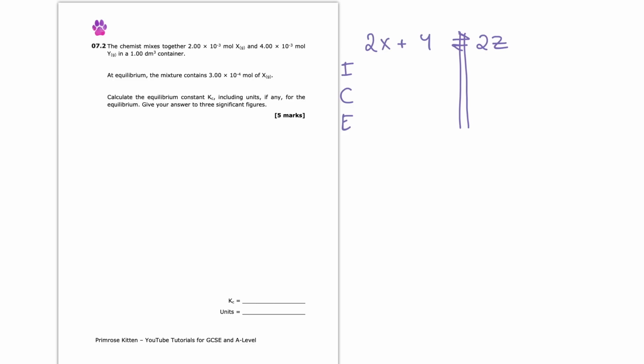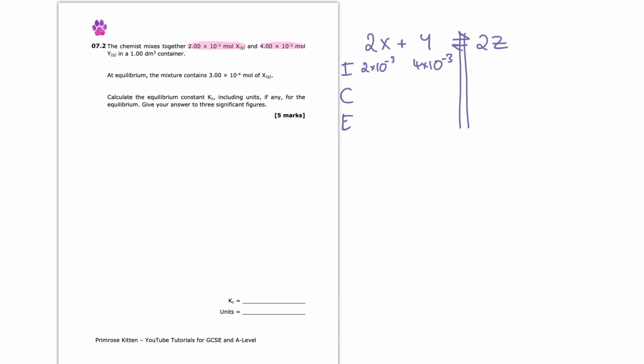And I'm going to start now by just filling in the information from the question. So I know that I've got 2 times 10 to the minus 3 of X. So I'm going to fill that in. I also know that I have got 4 times 10 to the minus 3 of Y.